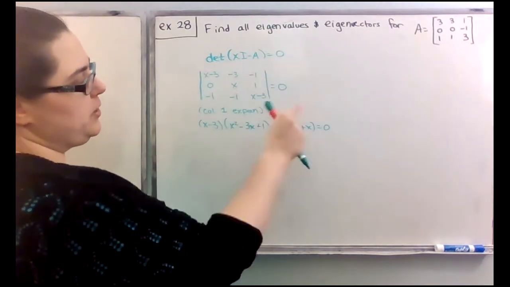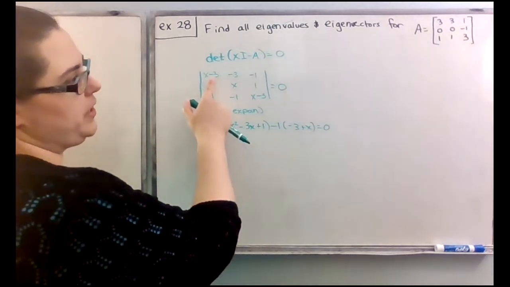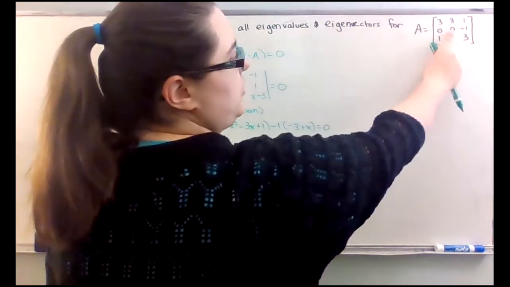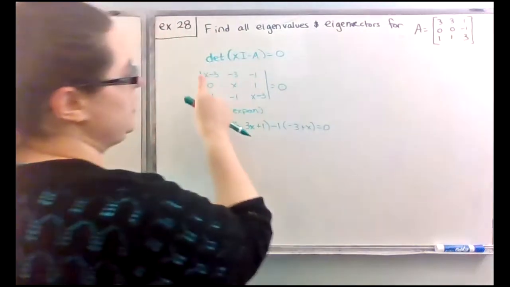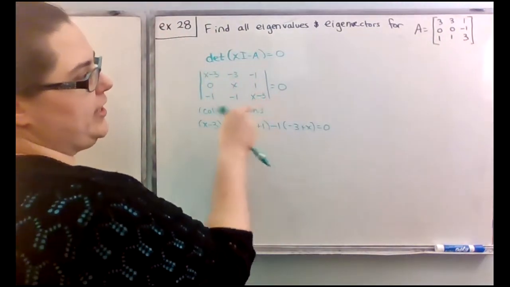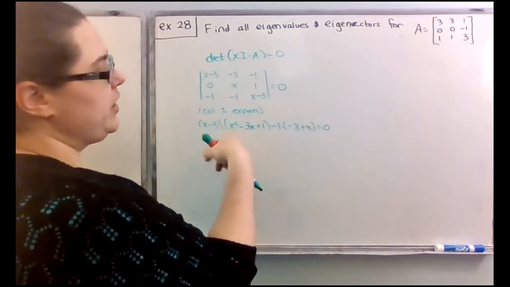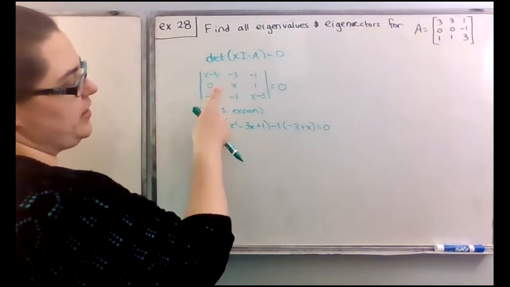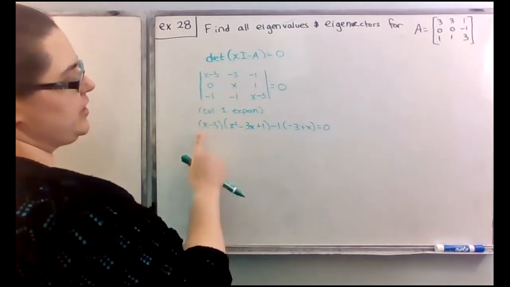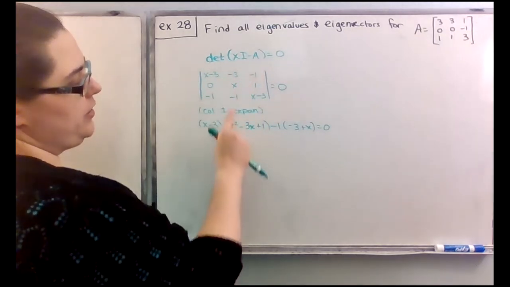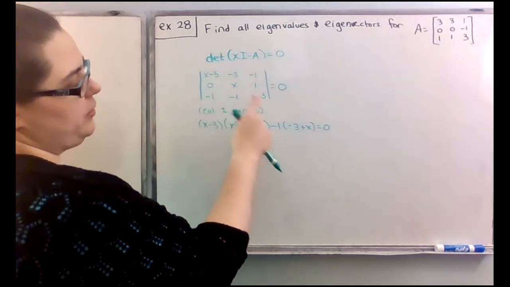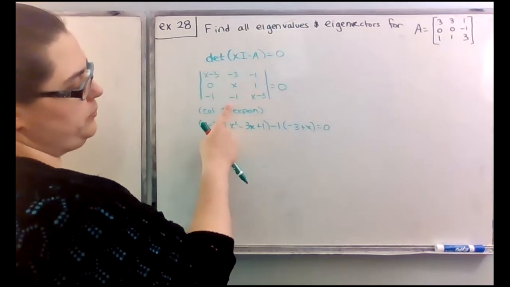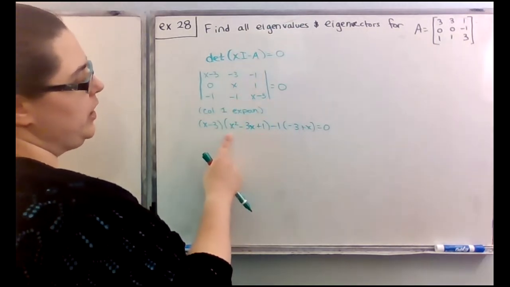And I used my shortcut here. So x minus 3, x, and x minus 3. That's my diagonal. And then I negated the signs of everything else. Then I found the determinant by expanding along this first column because I liked that 0 there. So I have x minus 3. And then this determinant was x squared minus 3x plus 1.